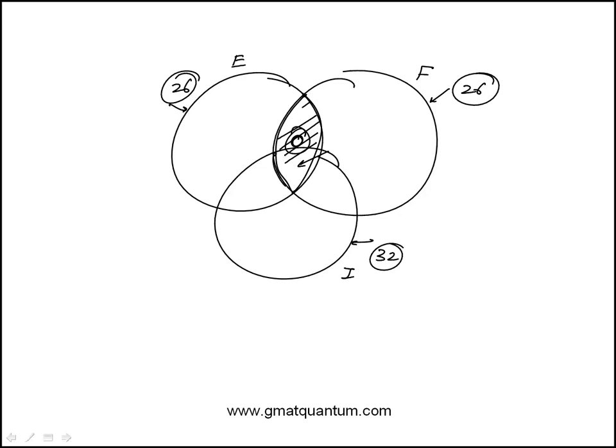So this region here, England and Italy, they said 6 members travel. So that's 6. And 11 members travel to both France and Italy. So that's 11.